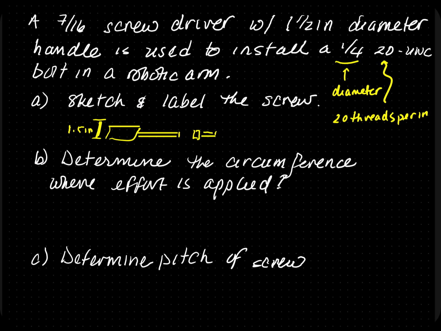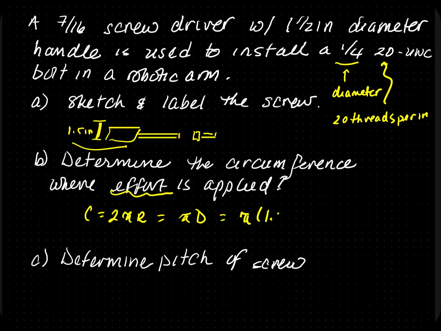So the first thing they want you to do is determine the circumference where the effort is applied. So the circumference is 2 pi r, or pi times diameter. The effort is from the screwdriver, which is pi times 1.5 inch. This equals 4.71 inch.